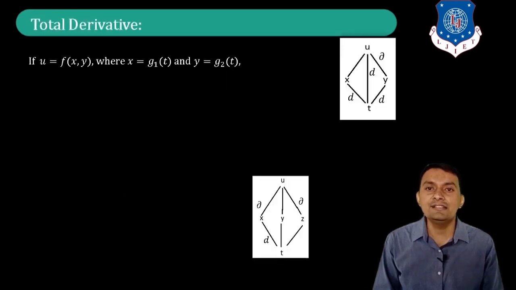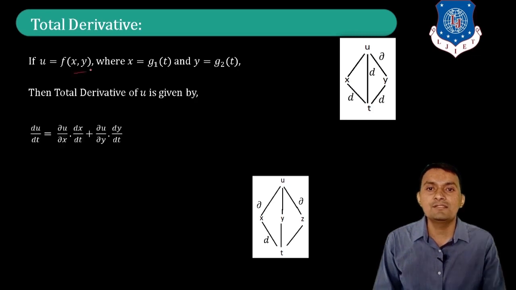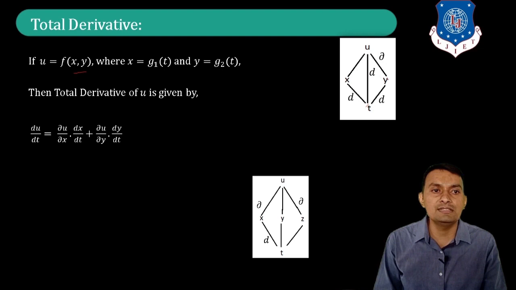And now the total derivative. If u is equal to f of x, y, where x is a function of t and y is a function of t, our tree looks like that. Suppose I want to determine the total derivative, say du by dt. In that case du by dt can be evaluated by del u by del x into dx by dt, because this is a one variable function, that's why we use dx by dt, plus, since u is a function of x, y, del u by del y into dy by dt, and that is our total derivative.